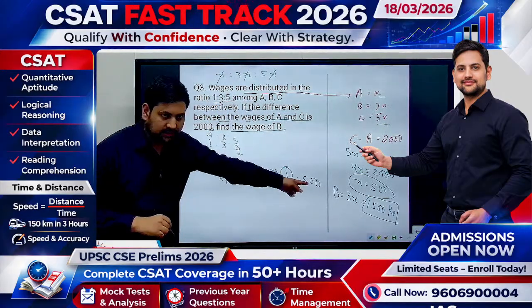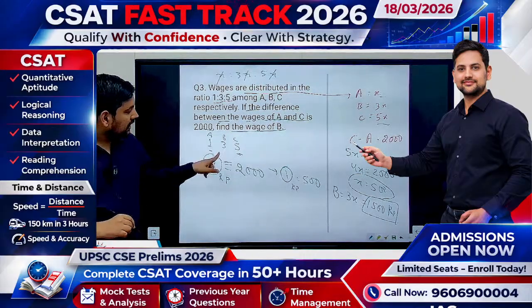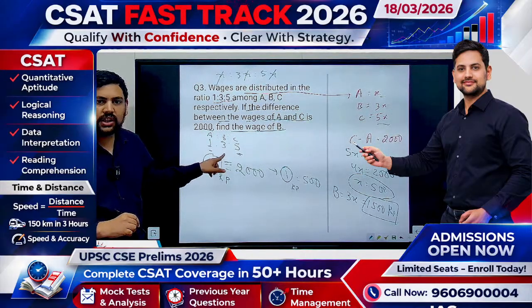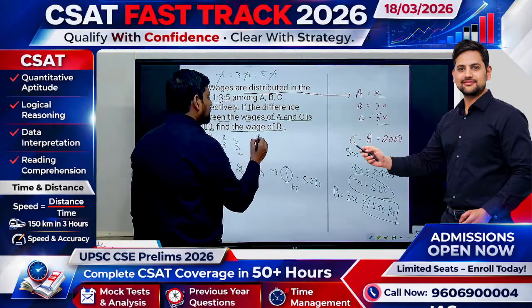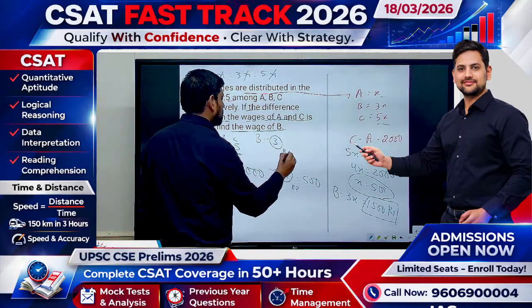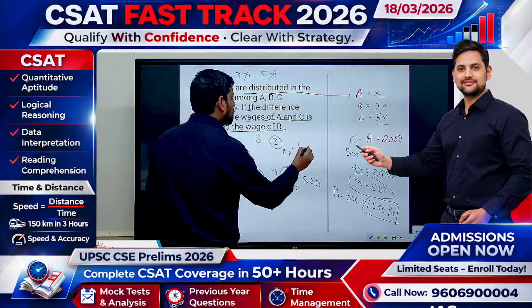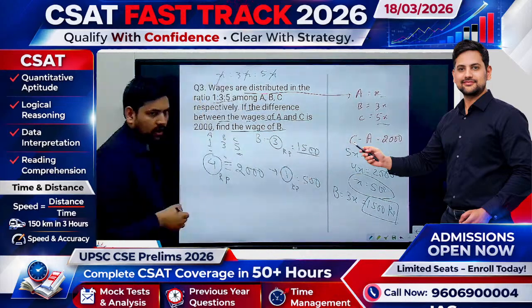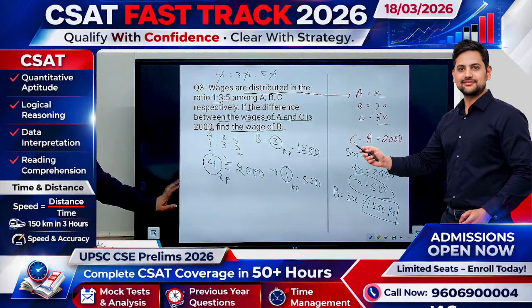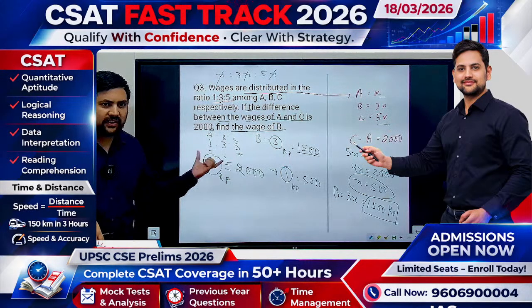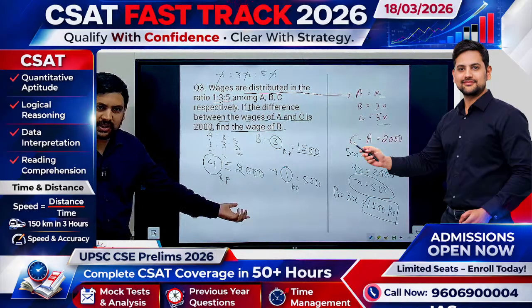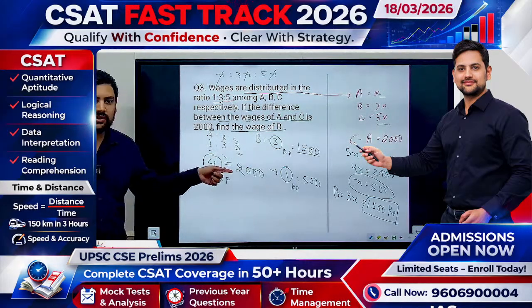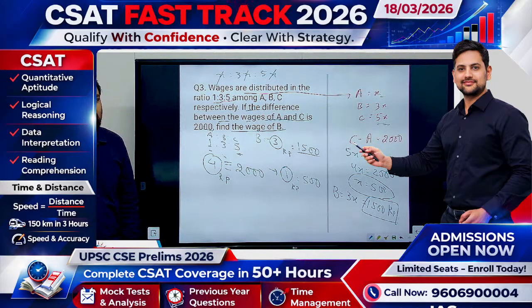If 1 ratio point is equal to 500, it is asking you wages of B. B is equal to what? 3 ratio points. So this becomes 500 into 3, that is 1500. This is how you will always think in this chapter, just in terms of ratio points. If 4 is equal to this, then 1 is equal to what? If 1 is equal to this, then 3 is equal to what? Like this. Okay, so it becomes quicker.